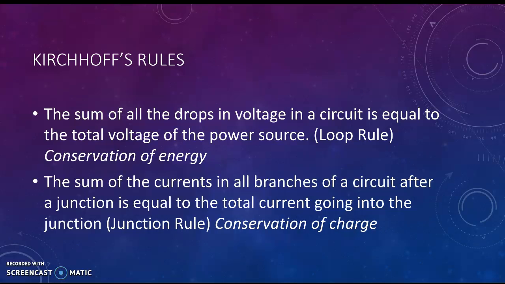I want you guys to be familiar with these two rules. Sometimes they're explicitly used, but I want you to be familiar with the terminology. The loop rule is a conservation of energy argument. It's about the total voltage drop in the circuit, and the junction rule is a conservation of charge thing, and that is related to the current going into and coming out of a junction. So anyway, parallel circuits, Kirchhoff's rules. If you guys have any questions about this, please let me know, and we will work some problems in class.